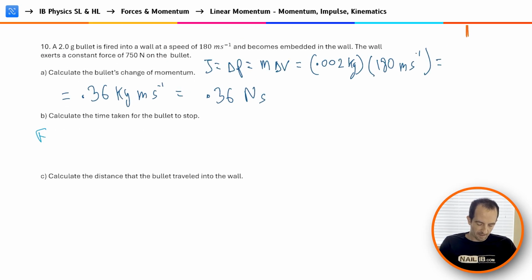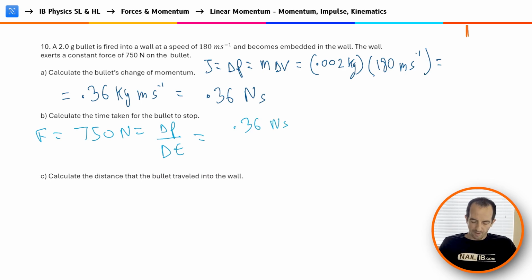Force, which is in this case 750 newtons, is equal to the change in momentum over the change in time. The change in momentum we just calculated, 0.36 Newton seconds, over the change in time, which is what we're looking for. So the time taken to stop is that change in time. If it's equal to 750 newtons, that means by some cross multiplication, I will multiply it out for you just to make it super clear.